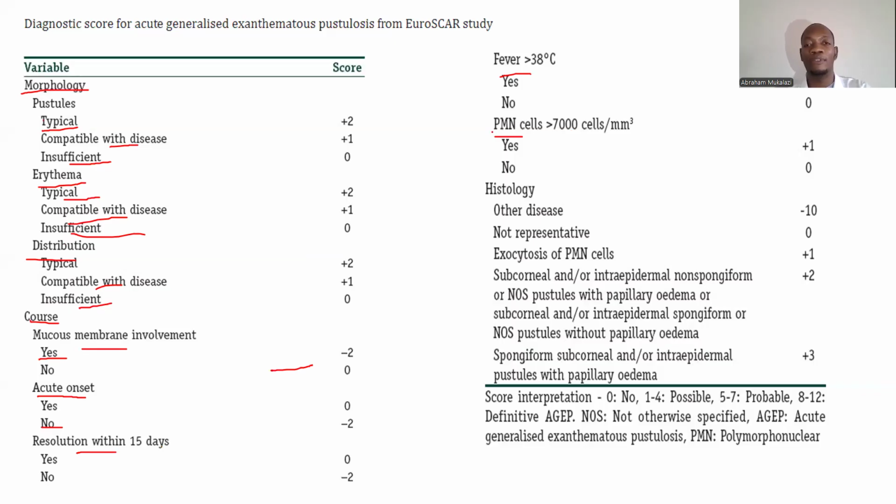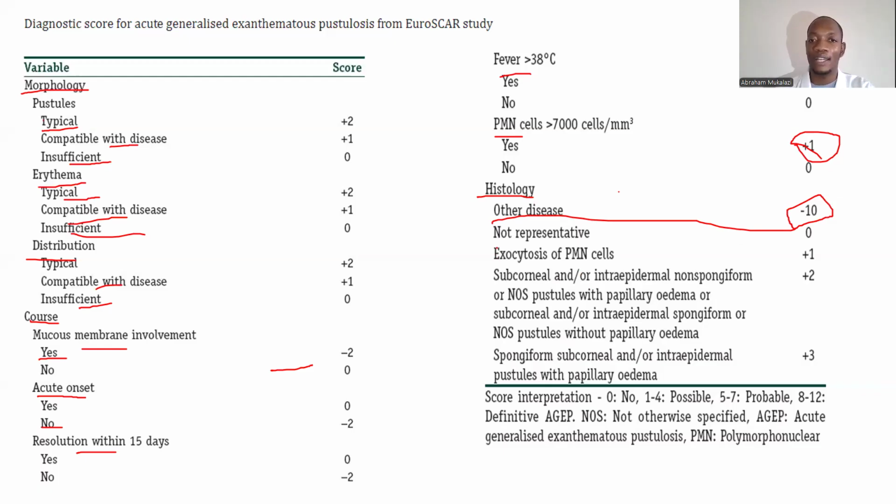Then if they have polymorphonuclear cells going above 70,000, then they get a +1, because you know that in AGEP you get neutrophil mediation, so you have a lot of polymorphonuclear cells in your picture. So in histology, if you do your histology and the histology is typical for any other dermatoses, this gives a -10, meaning that even the diagnosis of AGEP almost disappears, because even the positives are few.